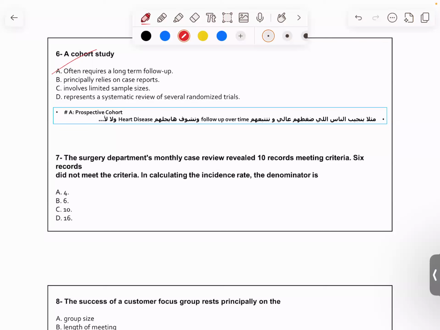The question is asking for the denominator when calculating the incidence report. So the incidence rate is typically calculated as, what's the formula? Incidence rate is equal to the number of new cases over the total number of cases reviewed times 100. So what's the answer? How many new cases are in the statement?